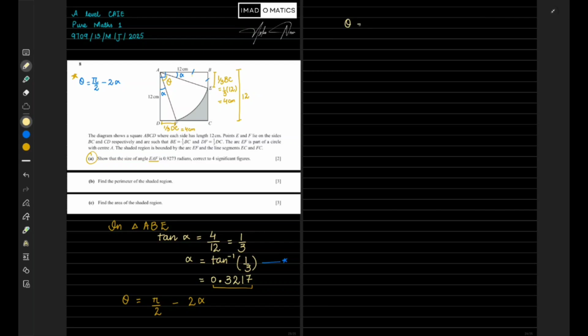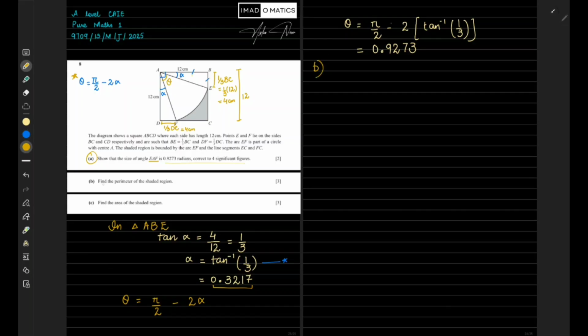So theta is equal to pi over 2 minus 2 times tan inverse of 1 over 3. When you solve this directly with the calculator, you will get the angle to be 0.9273, and this is correct up to 4 significant figures. Yes, we proved this.